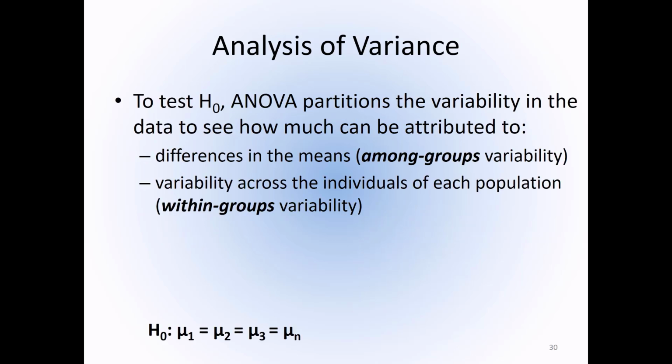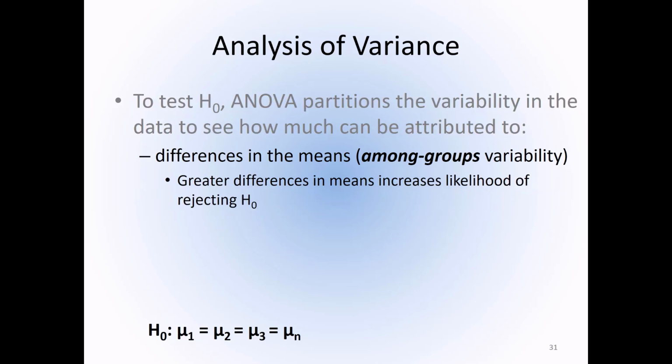Okay. So to test this null hypothesis, we're going to partition the variability of our data so that we can determine how much of that variability is attributed to the difference in the means of our groups. So if we're comparing our fishes, the different species, or our different bays, as well as how much of that variability can be attributed across the individuals within each of those respective populations, within each of those groups. So we discern these as among group variability and within group variability.